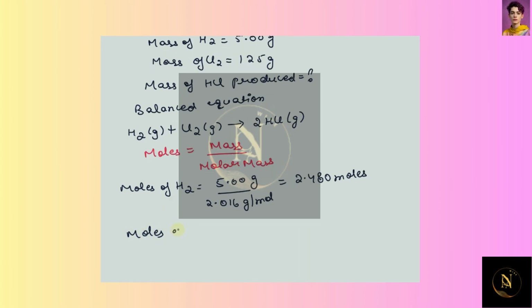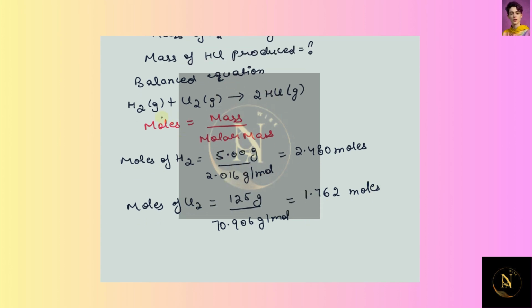Now we have to find out the moles of the Cl2. Here the given mass is 125 gram and its molar mass is 70.906 gram per mole. So its moles come to be 1.762 moles. Now if we see in the reaction, both have 1 mole. So here the Cl2 is the limiting reagent, because it has the lesser number of moles.